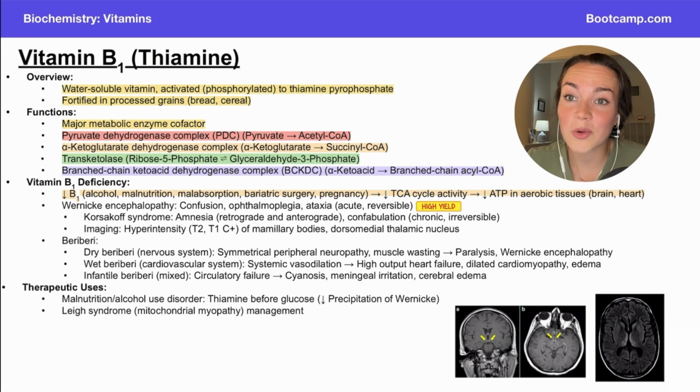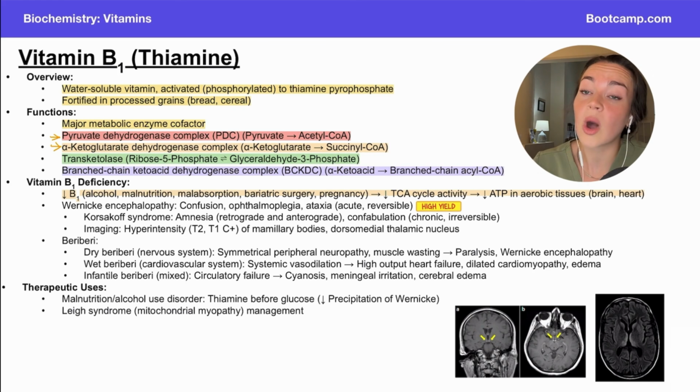Remember, I just finished showing you how important vitamin B1 is to the TCA cycle. We need it to turn pyruvate into acetyl-CoA to even start the cycle, and then we need it as part of the alpha-ketoglutarate dehydrogenase complex. Reduced TCA cycle activity, which is the center of aerobic respiration, means we're going to have decreased ATP synthesis in aerobic tissues. The big tissues that require a lot of oxygen are the brain and the heart. So in a vitamin B1 deficiency, we're going to have brain findings and/or heart findings.